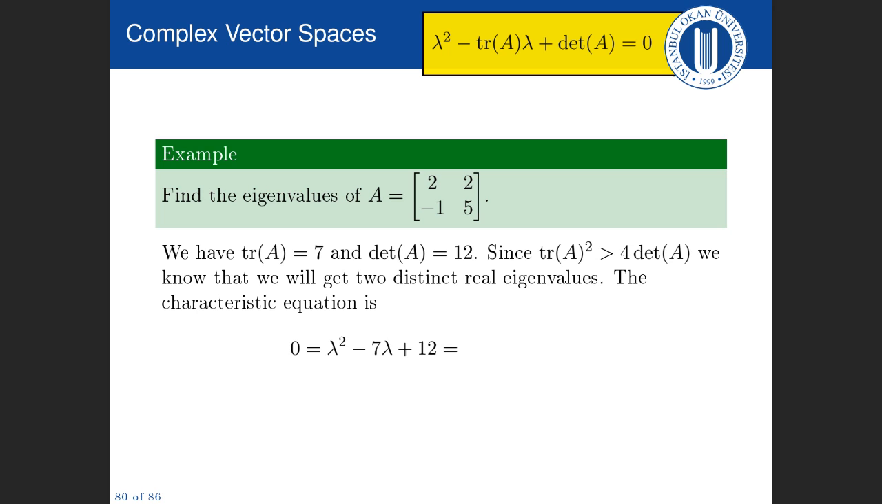The characteristic equation, lambda squared minus the trace lambda plus the determinant, so lambda squared minus 7 lambda plus 12. We can factorize that to lambda minus 4, lambda minus 3. And yes, we have 2 distinct real eigenvalues.